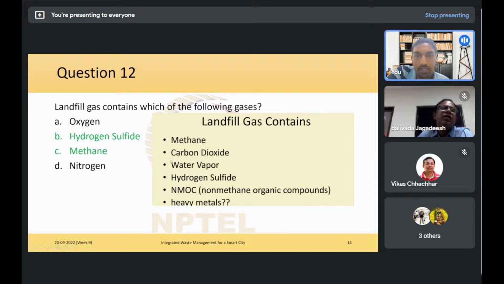In addition to that, there will be other gases, such as carbon dioxide, there could be some water vapor, some non-methane organic compounds, and in some cases the presence of some heavy metals which are volatile as well, right? But nitrogen and oxygen are not part of the landfill gases. They are not produced as part of our landfill decomposition process.